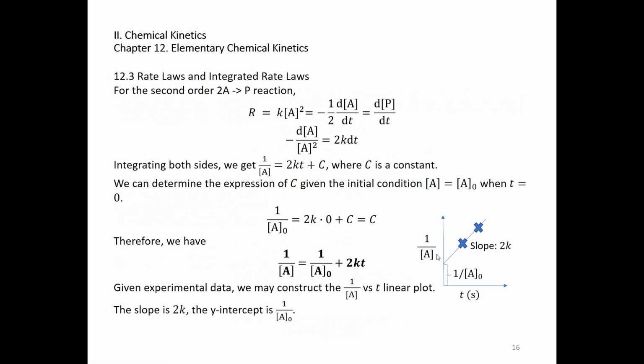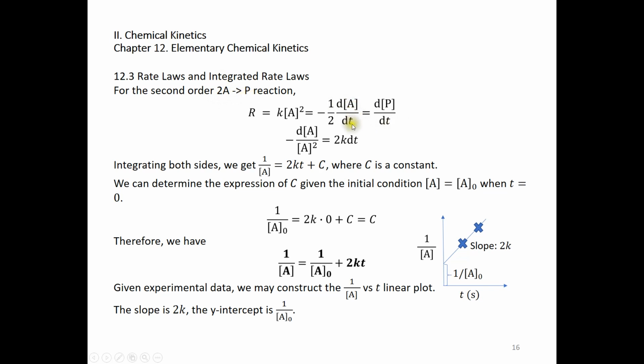Now let's look at the second order reaction from 2A to P. First, the rate R is k times A squared. That's the rate law for second order reactions. We need to determine the integrated rate law and half-life. So we write out the reaction rate as how fast the product changes with time. But look, when one product P is produced, 2A are consumed. So the consumption rate of A is 2 times the production rate of P.